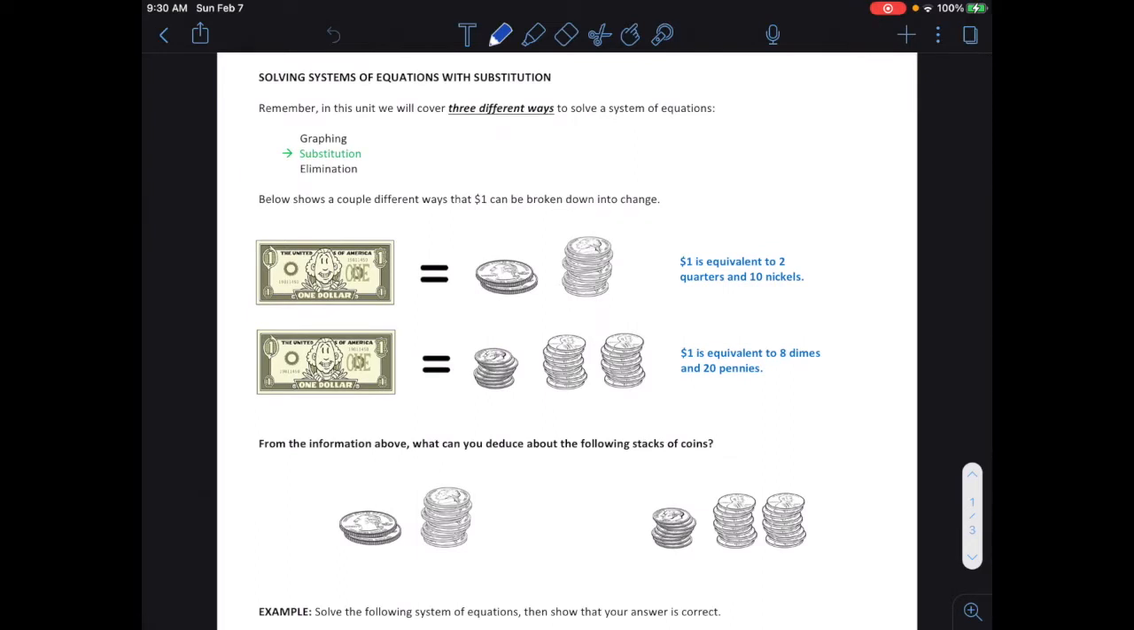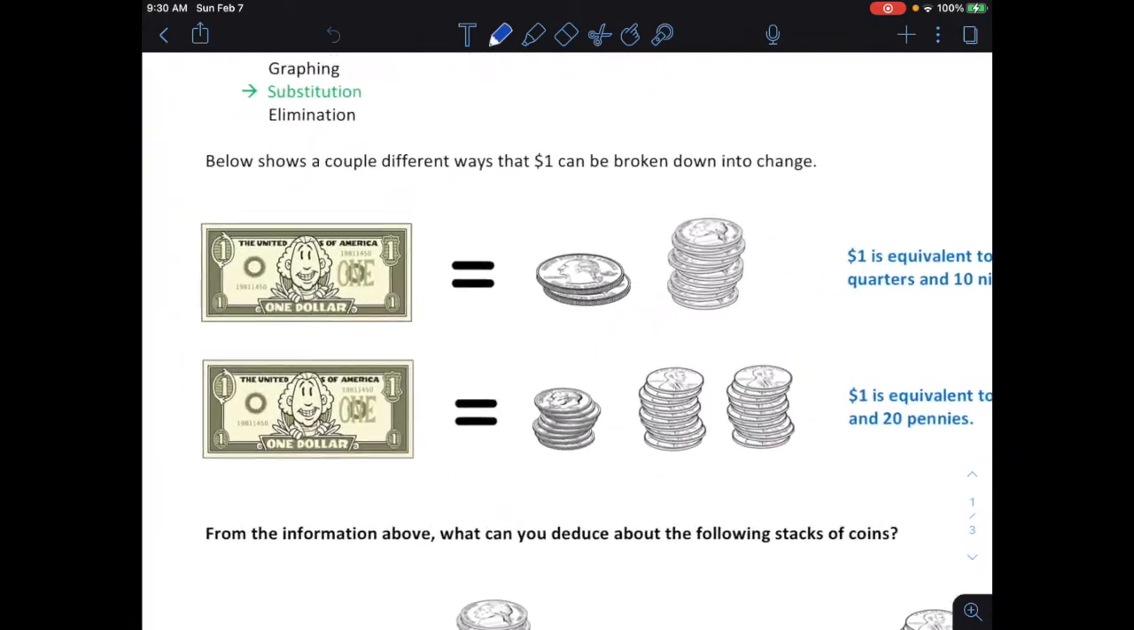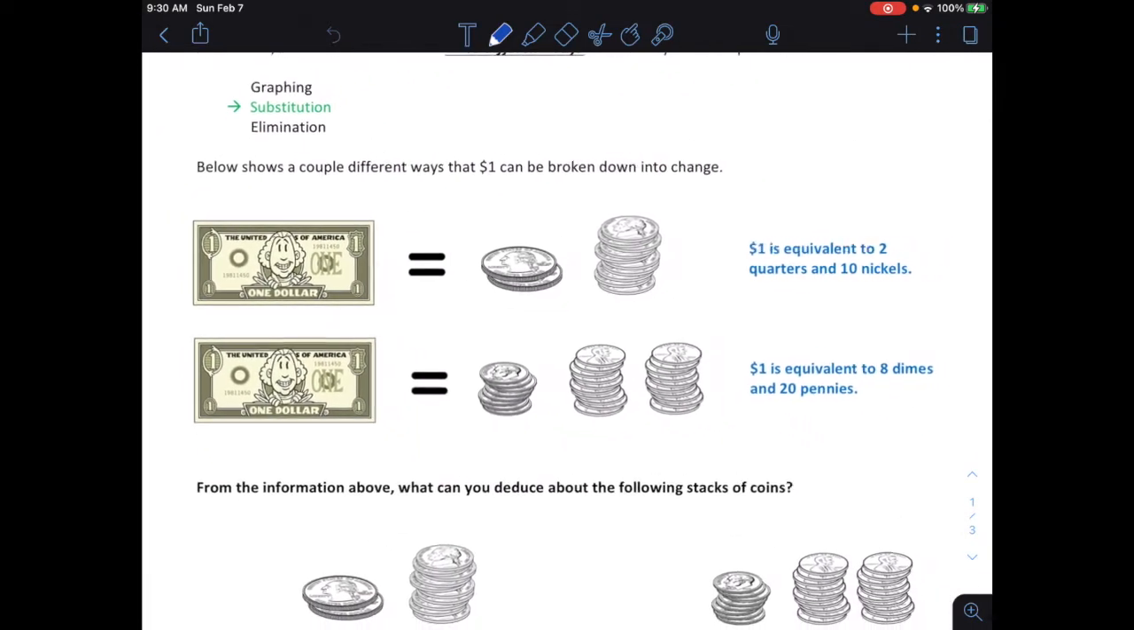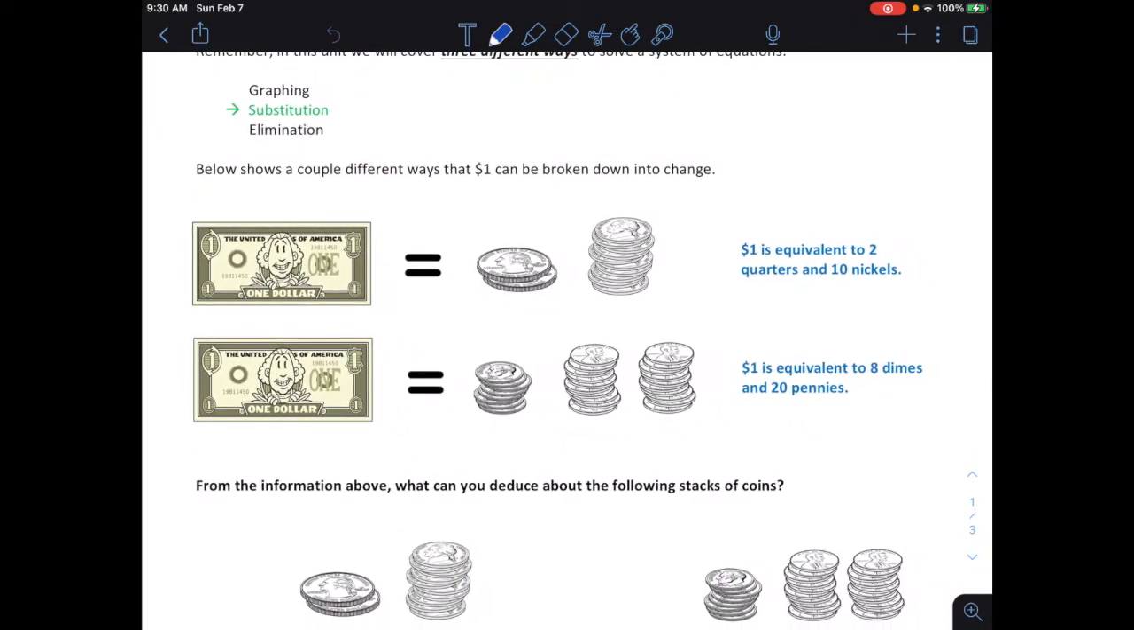And last week we talked about solving a system of equations using graphing. This week we are going to look at the second method, and that method is called substitution. And to give you an idea of what substitution is all about, let's take a look at this money down here. So it shows a couple of different ways that you can take $1 and turn it into something made out of coins, right?